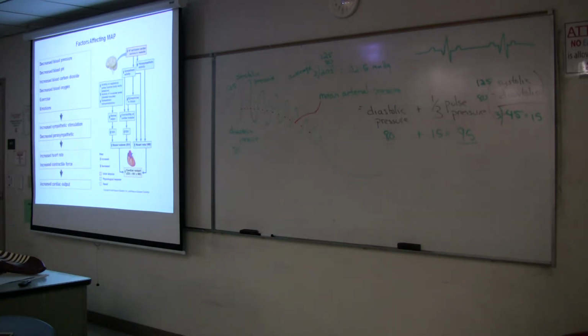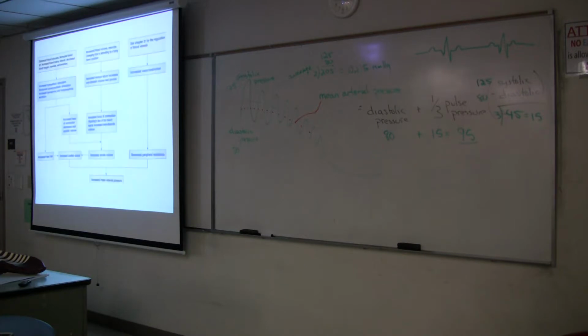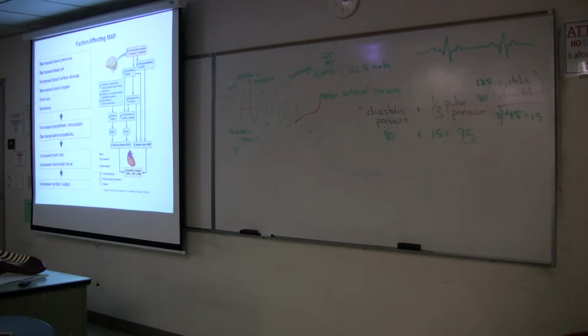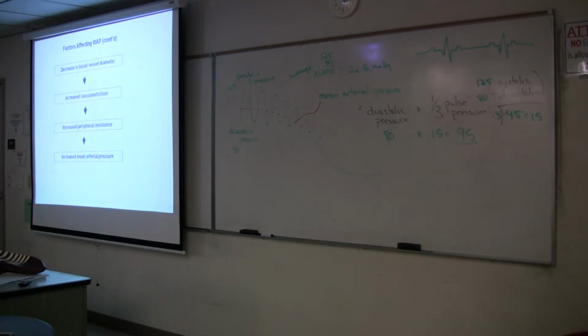So this image is just the same thing, just a little larger picture, okay? So here's the decreased blood pressure, decreased blood pH, increased blood carbon dioxide, all of that. It's just showing the same side of this aspect, okay? So in the interest of time, I'm not going to go over that stuff we've already talked about. So blood vessels on the cardiovascular side, again, a decrease in blood vessel diameter increases vasoconstriction in a factor of 4, all right? So if we decrease the blood vessel diameter by half, we double the peripheral resistance.